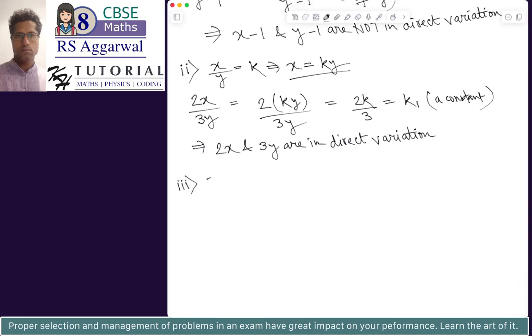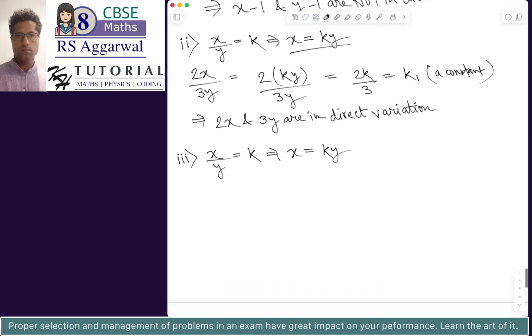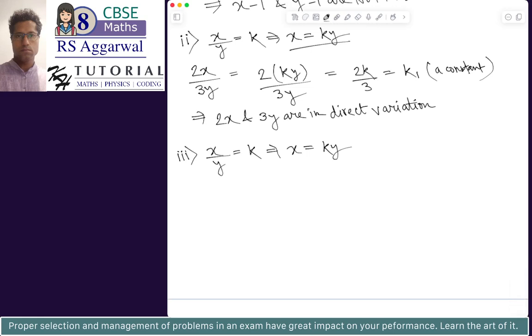So as usual, since x and y are in direct variation, we can write x by y equals a constant k. So this implies x is equal to ky. Now to see whether x square and y square are in direct variation or not, let's see what is the ratio between the two quantities, that is x square and y square.